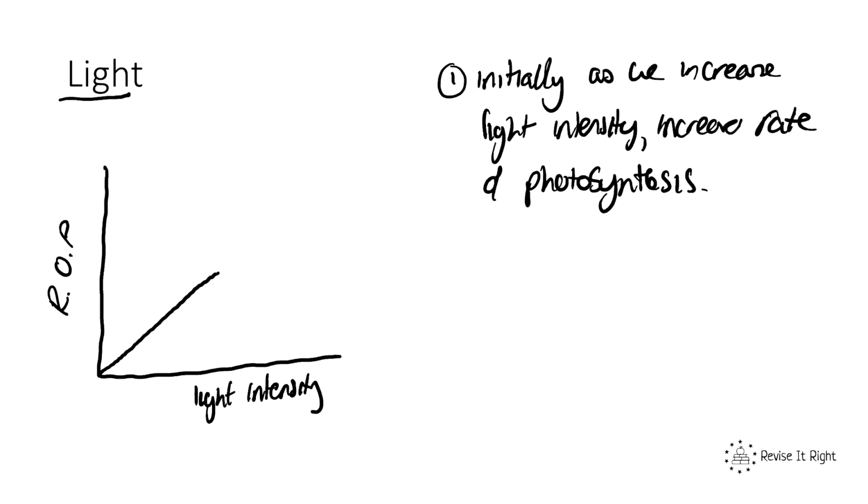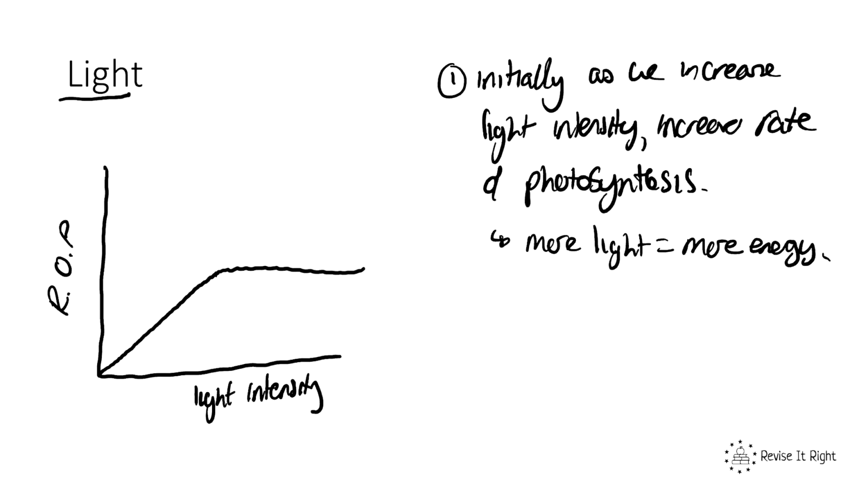That is because light provides the energy for photosynthesis to happen. More light equals more energy, and therefore more photosynthesis can take place. However, this will start to level off, because there may then be another factor that is now limiting the rate of reaction. Here, light is no longer limiting the rate of reaction. Even if we keep increasing light, it's not going to increase the rate of reaction anymore. So another factor might be limiting, for example carbon dioxide or temperature.